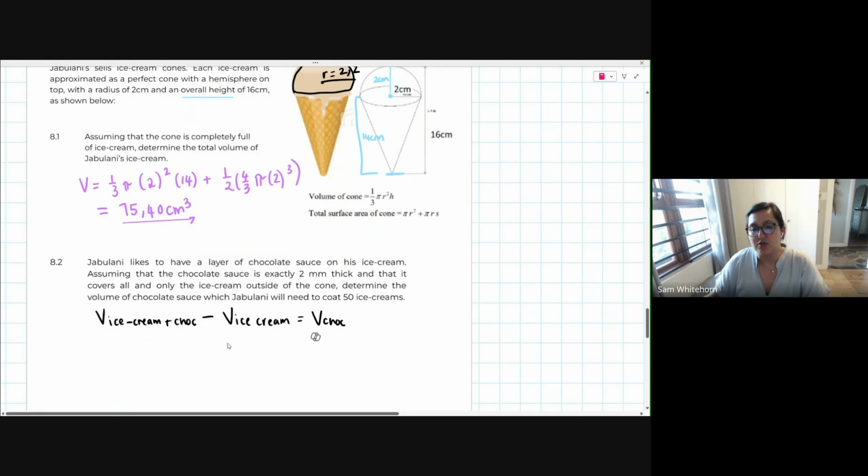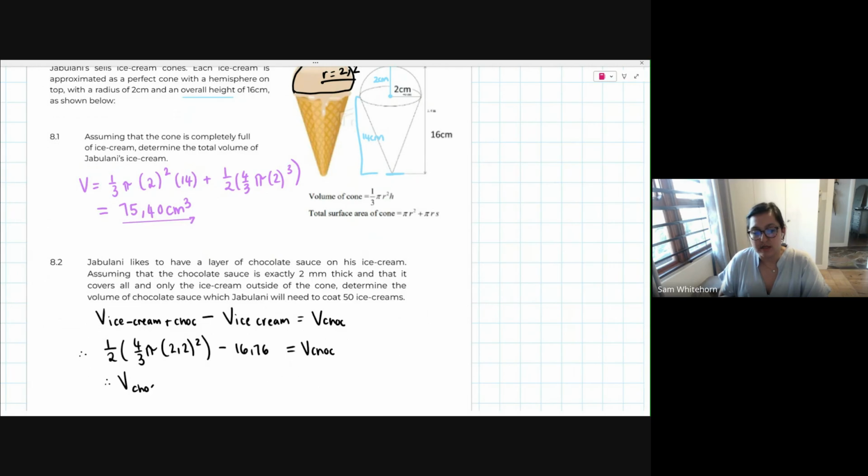And so now all we need to do is work out the volume of the ice cream plus the chocolate. So that's going to give me half, because it's the hemisphere, 4 over 3, pi, my radius, which is 2,2, cubed, minus the volume of my ice cream, which was the 16,76 in the question before, or you just put it into the formula again. And that's going to give me the volume of just the chocolate, like I said.